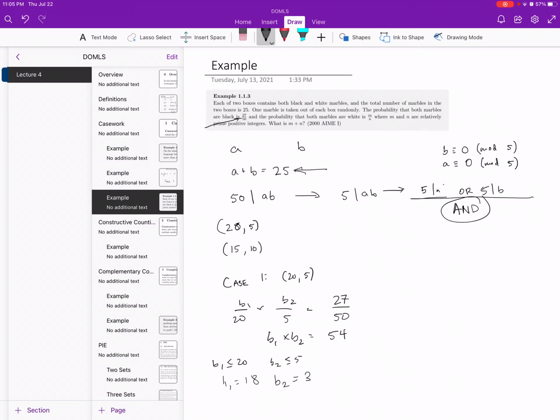In which case, we get 2 out of 20 white marbles times 2 out of 5 white marbles gives us a probability of 4 out of 100 or 1 out of 25 probability of choosing 2 white marbles. So here m plus n would be 1 plus 25 or 26. Now what about case 2?